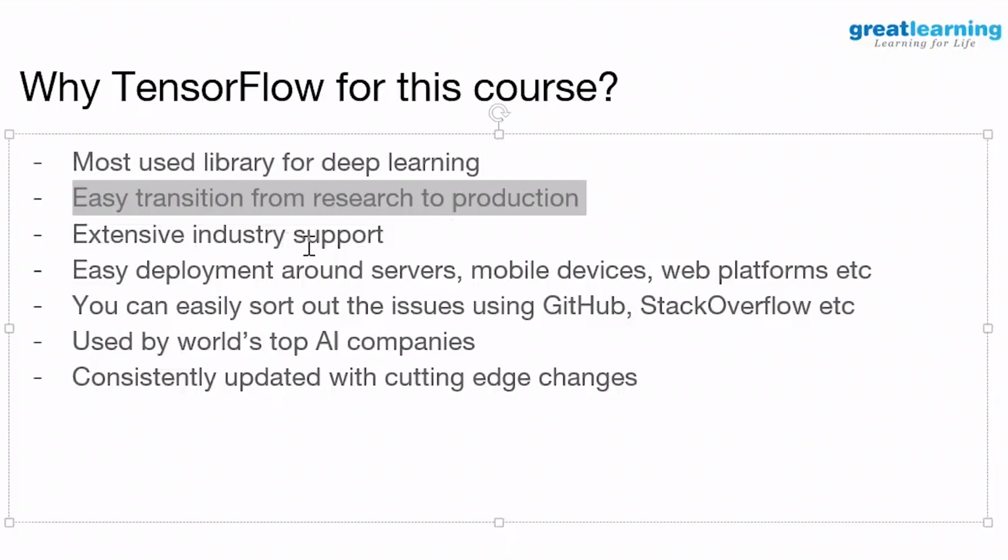Extensive industry support. It's very popular amongst the deep neural network data scientists. Very easy to deploy, and the deployment can be done across servers. It can be deployed across mobile devices, web platforms. It's very versatile. And a lot of support for you on GitHub and Stack Overflow on TensorFlow. A lot of people give a lot of technical support there. All the big AI companies use it. And being a Google product, it continuously undergoes upgradations and changes based on the requirements.